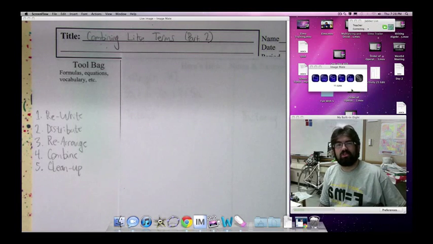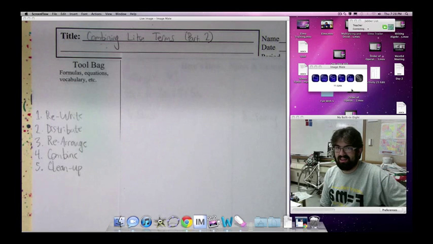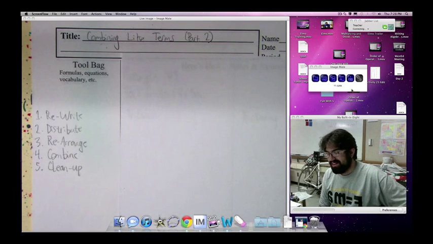Hi, welcome to part 2 of combining like terms. Exciting stuff, I know. So, here we go, combining like terms.